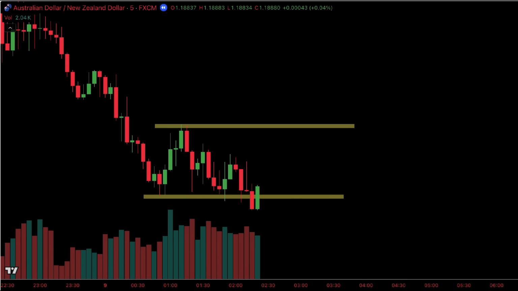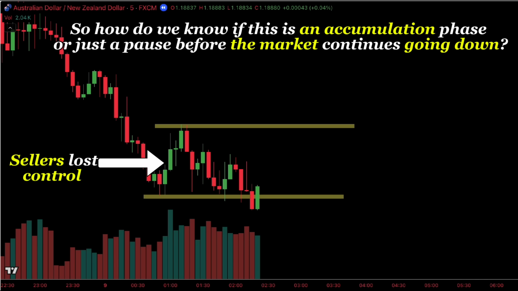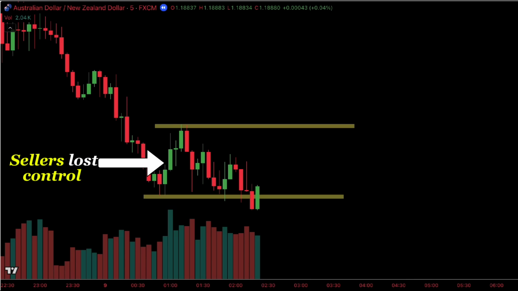Now look at another chart example. The market was trending down, which indicates that sellers are in control, and then the market enters an accumulation phase. Here, sellers are no longer in control, as new participants enter the market, and there is equilibrium between buyers and sellers. So how do we know if this is an accumulation phase or just a pause before the market continues going down? We wait for what we call a spring.